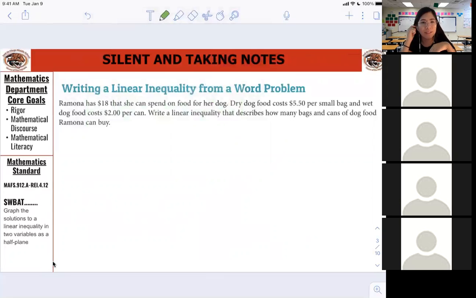Romana had $18 that she could spend on food for her dog. Dry dog food costs $5.15 per small.